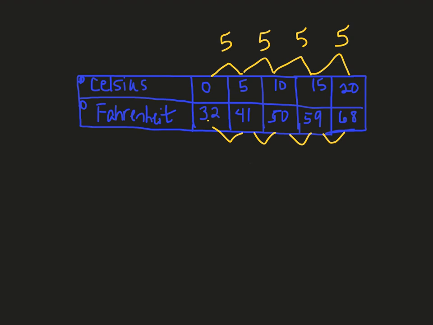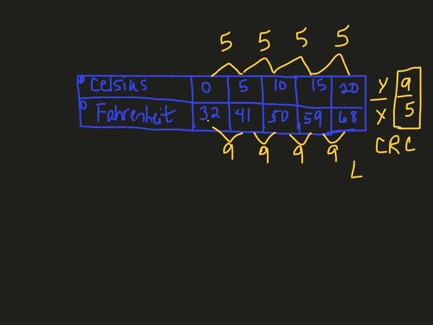32 to 41 is 9. 41 to 50 is 9. 50 to 59 is 9. And that's also 9. So if we're looking at the change in y over the change in x, these are all the same. So I'm just going to put 9/5. That is my constant rate of change. So I know that this is linear. Okay, so if I graph these, it's going to make a straight line. That's great. Now I know that it's linear.